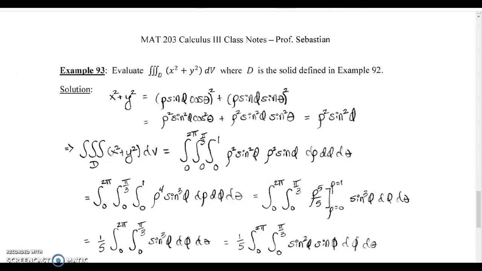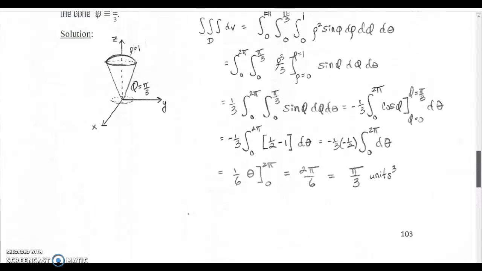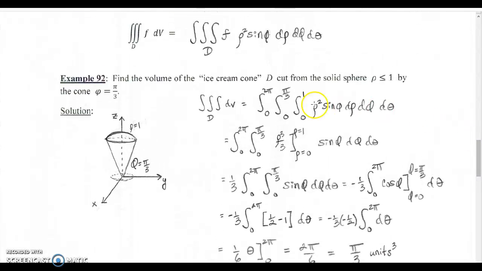Okay, everyone, welcome back to our Calculus 3 class notes. We're on the last page of the section 15.7 notes, and we are looking now at example 93. So remember, we're working with triple integrals in cylindrical or spherical coordinates. So we want to evaluate x squared plus y squared dV over domain D, where D is the solid defined in example 92. So in this example, we looked at it right here.